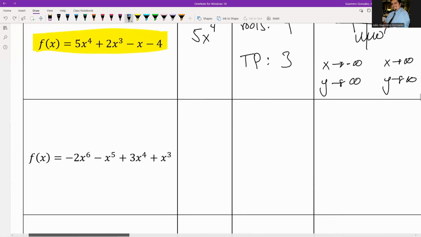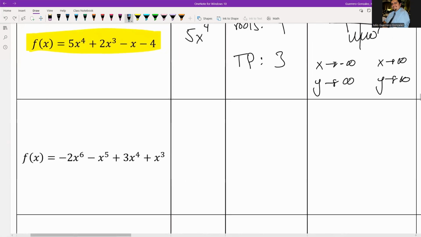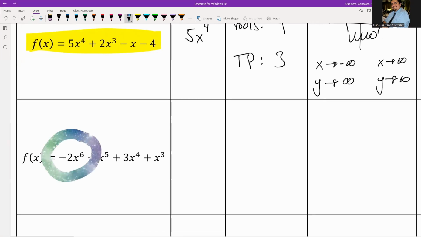Let me scroll so that we get, there we go. Okay, again, negative 2x to the 6th is our leading term. So we really care about negative 2x to the 6th. Turning points and roots. The number of x-intercepts we should have is at most 6. And turning points we should have at most 5.